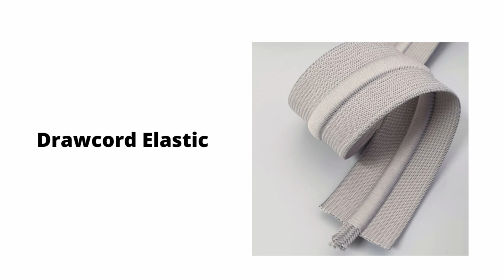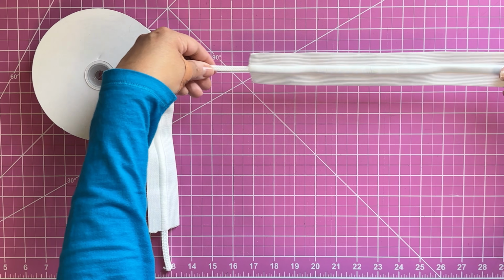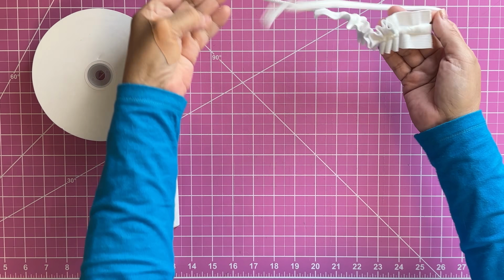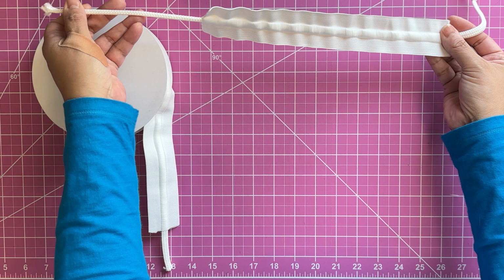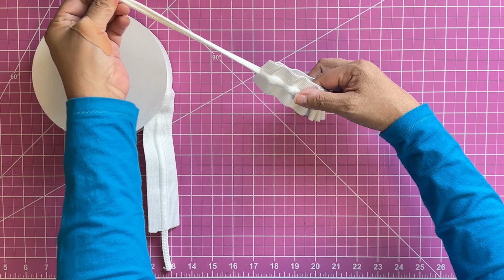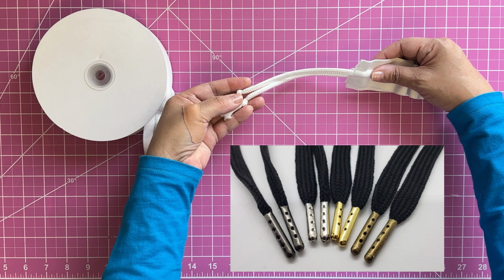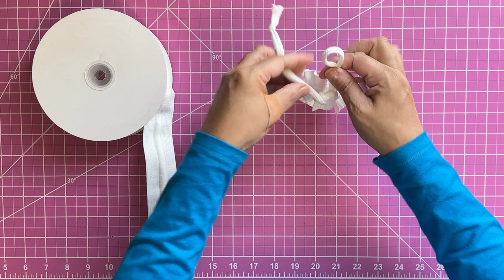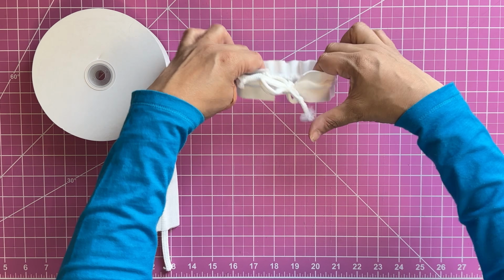The first one is called a drawcord elastic. This elastic has a built-in drawcord. These are the drawstrings. It's designed to be sewn into a casing, similar to how traditional elastic is used. The drawstring can be pulled through a buttonhole or an opening in the casing to be accessible. You can make a knot or you can put a cord end stopper to make it look nice.